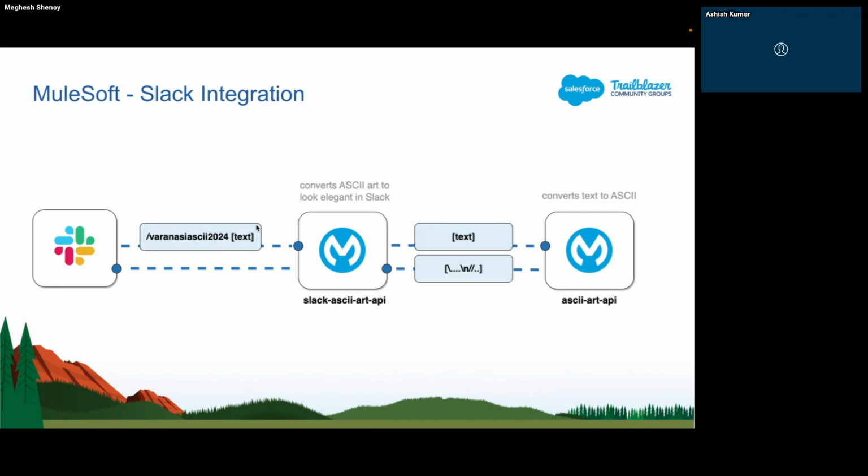Now we build two different APIs, right? So we have the Slack ASCII art API and we have an ASCII art API. What we do is we send the text to my Slack ASCII art API, which is developed using MuleSoft. Then the text would again be sent to an ASCII art API, which would convert the text to ASCII, send it back to my Slack ASCII art API, which would now send the data back to my Slack, right? I know it's a bit confusing, and why we have created this.